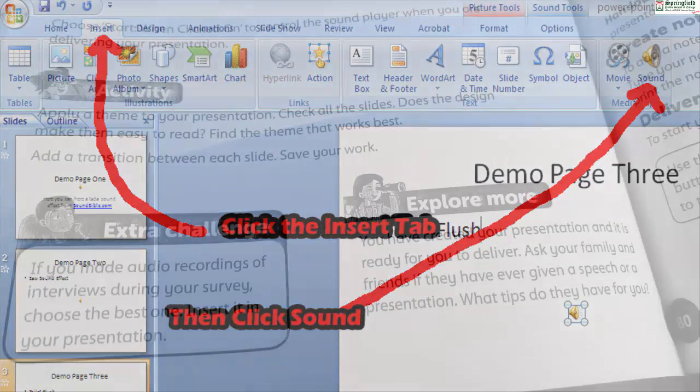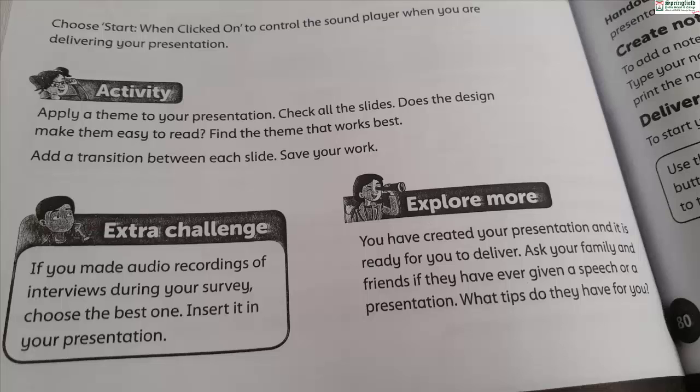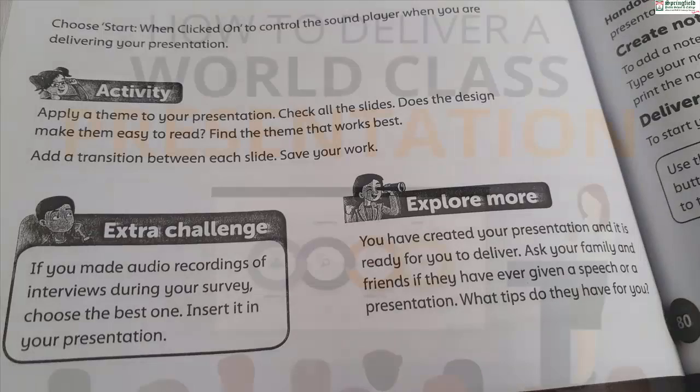Now there is an activity: apply a theme to your presentation. Check all the slides. Does the design make them easy to read? Find the theme that works best, add a transition between each slide, and then save your work. The extra challenge says, if you made audio recordings of interviews during your survey, choose the best one and insert it in your presentation. Explore more says that you have created your presentation and it is ready for you to deliver. Ask your family and friends if they have ever given a speech or a presentation, and what tips they have for you. Now the last topic is deliver your presentation.